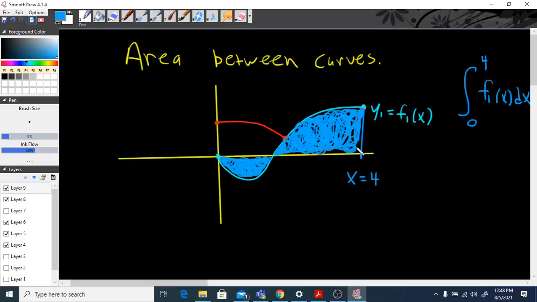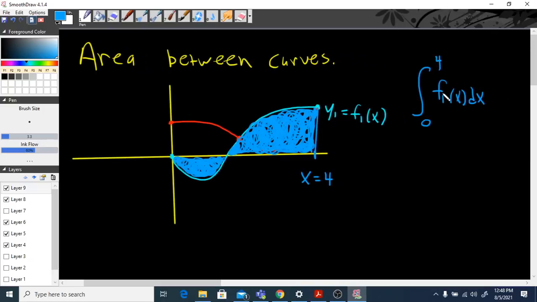Now, here's one of the things that we have to worry about. We have a negative accumulation here and a positive accumulation here. So if I just do the integral from 0 to 4, it's not going to give me the area. It's going to give me something smaller than the area because this thing's negative. In order to find the total area, we need to make this positive and then add to this one. In other words, area must be positive.